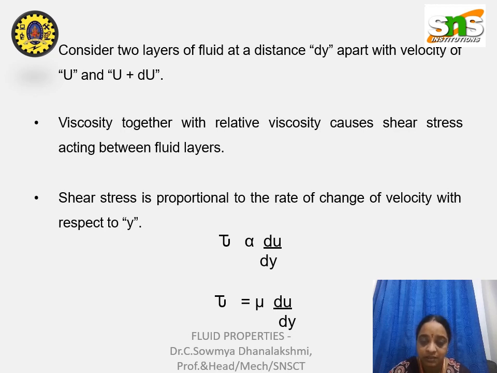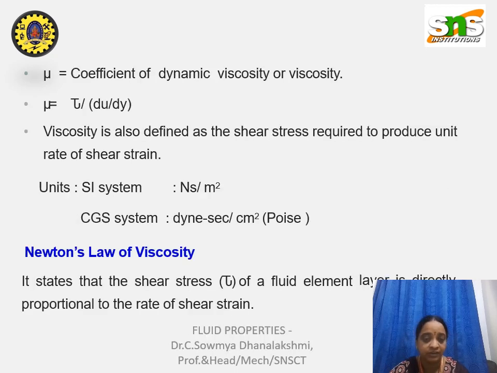So here tau represents the shear stress, du represents the velocity, dy represents the distance between the two layers of the fluid, and mu is the dynamic viscosity, which we call simply viscosity. So this is measured by means of shear stress, velocity, and the distance between the two adjacent layers of the fluid where it flows.